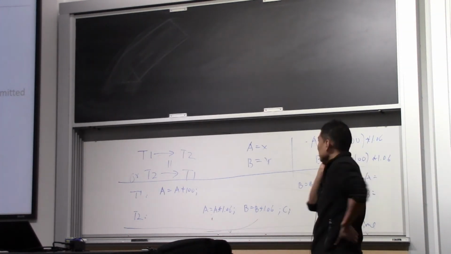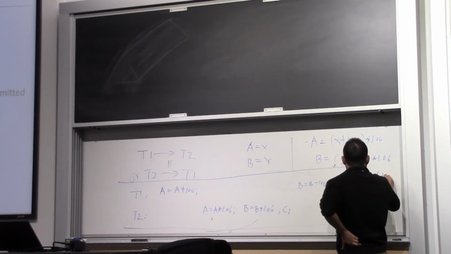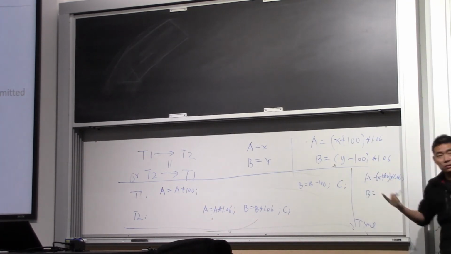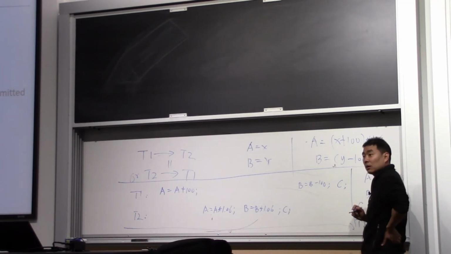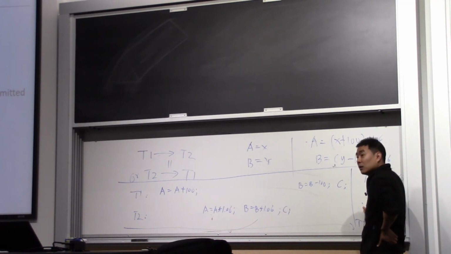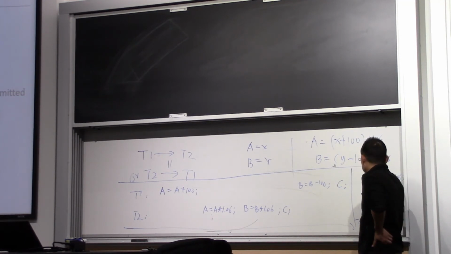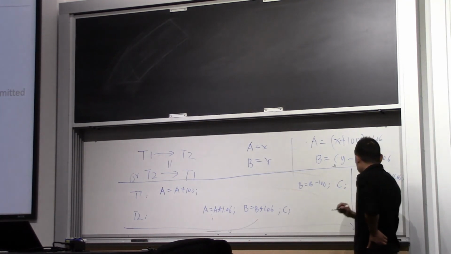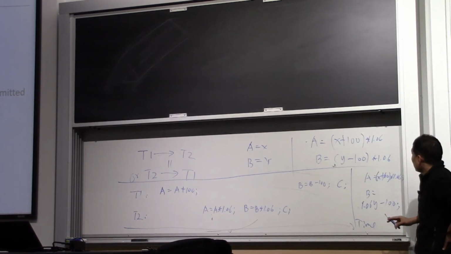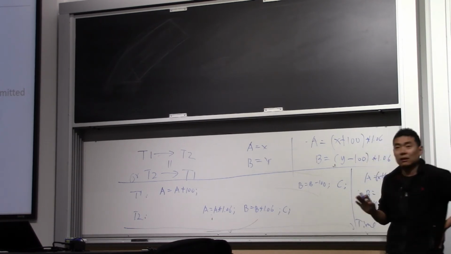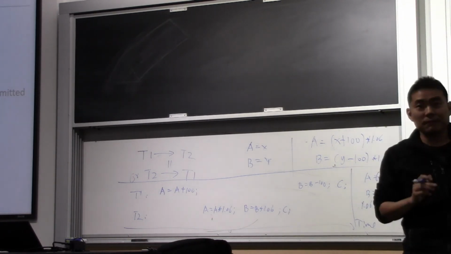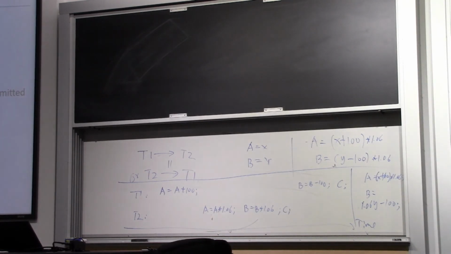106? No, it's not 106. It's X plus 100 times 1.06. X itself, the base, gets that 6% interest as well. What's the value of B in this case? 1.06Y, and then minus 100. Fantastic, very good. The value of A is okay, but the value of B is not okay. The bank is losing $6 in this process.